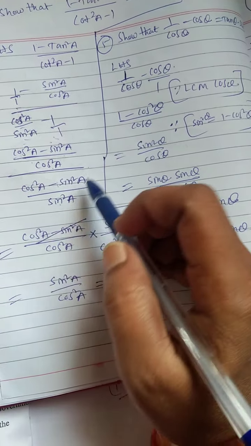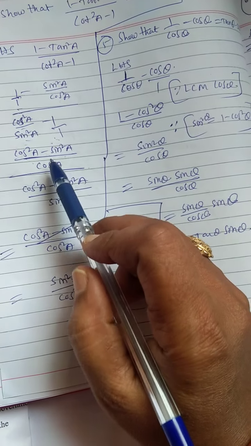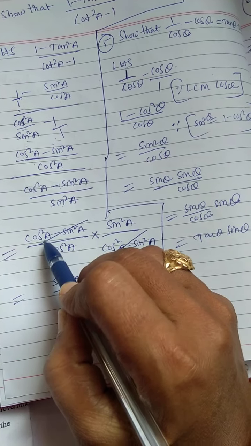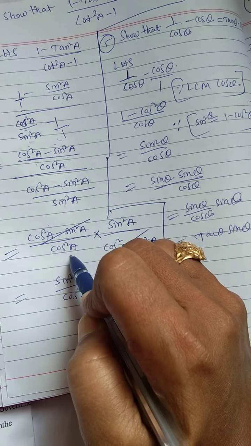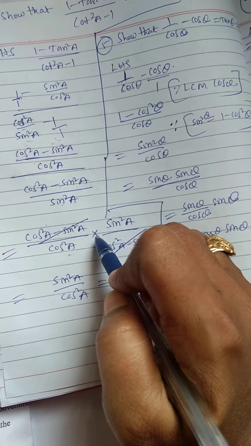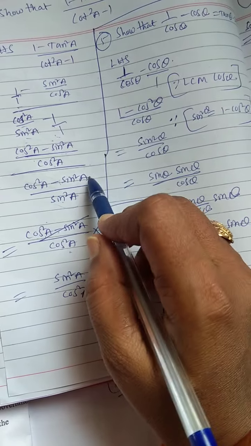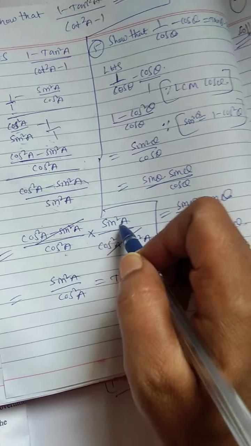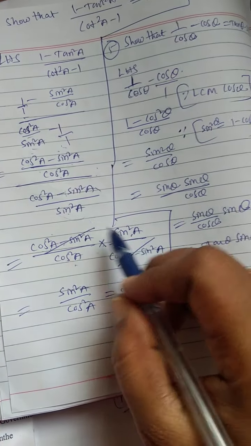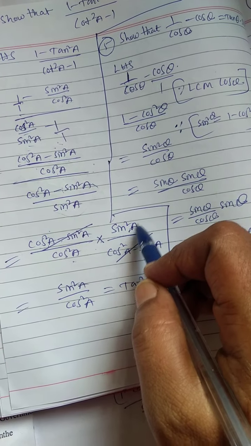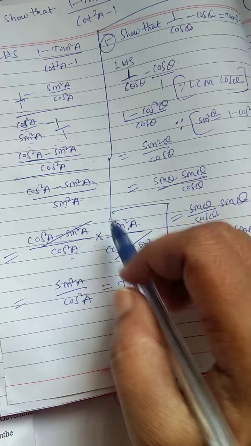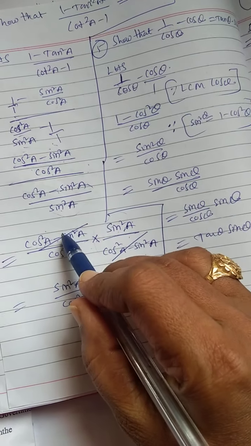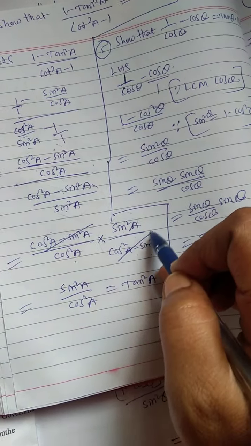Okay, now see here, this full numerator you have to write like that only: cos square a minus sin square a divided by cos square a, into this denominator. If you write it upside down, it means we have to write the reciprocal of that number. Okay, see, this is sin square a, I wrote the reciprocal of this denominator: sin square a by cos square a minus sin square a. This numerator and this denominator will get cancelled.